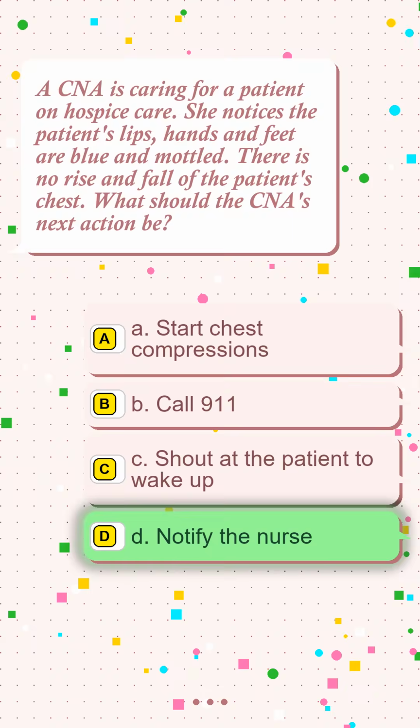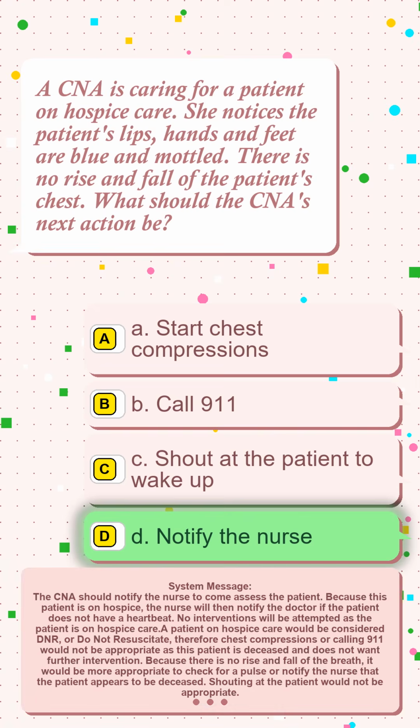The correct answer is option D. Notify the nurse. The CNA should notify the nurse to come assess the patient. Because this patient is on hospice, the nurse will then notify the doctor if the patient does not have a heartbeat. No interventions will be attempted as the patient is on hospice care. A patient on hospice care would be considered DNR, or do not resuscitate.